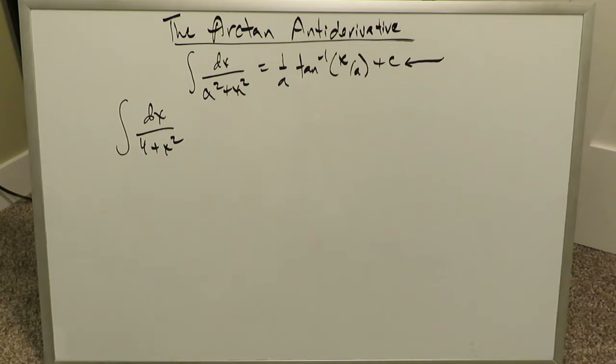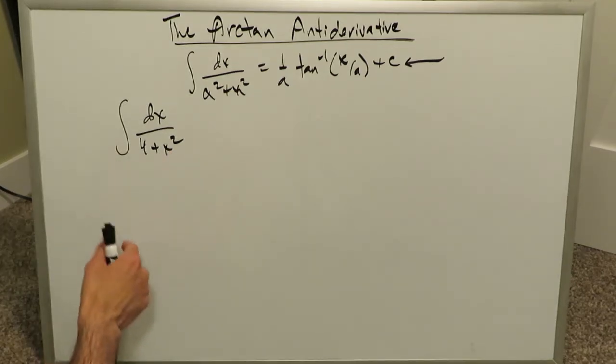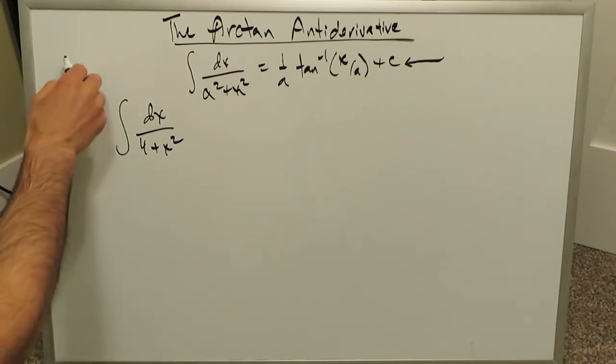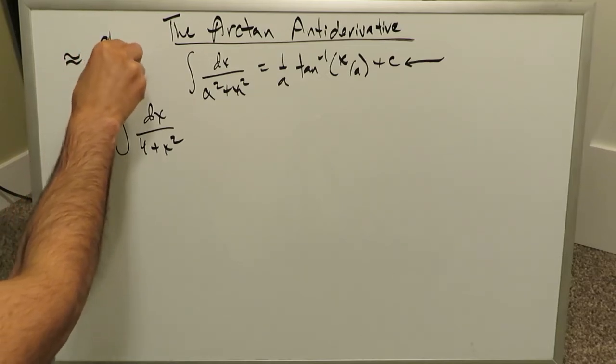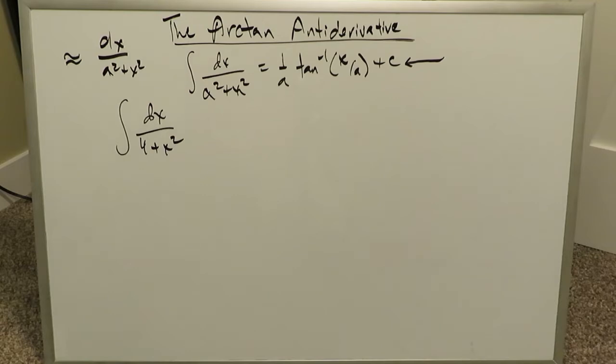What you want to do is when you start looking at something like this, you can say 4 plus x squared is the same thing as x squared plus 4, a squared plus x squared is the same thing as x squared plus a squared. Order does not matter over here. When you see something like this, the first thing you want to start doing is realizing that something like this looks very similar to this. And you want to start thinking about it in those terms. This a squared plus x squared, you want to think about it in those terms.